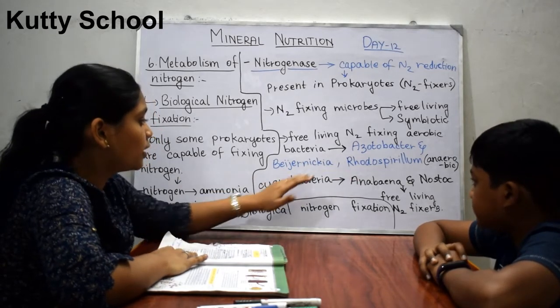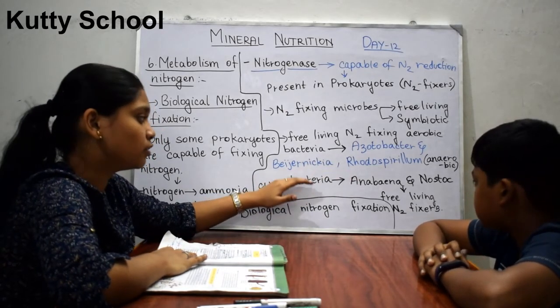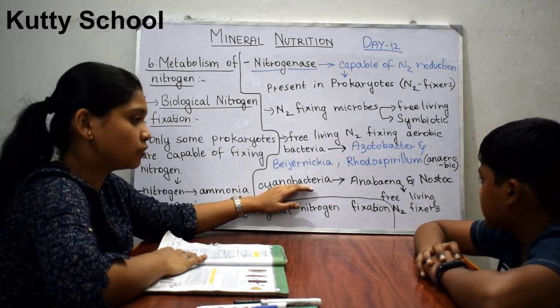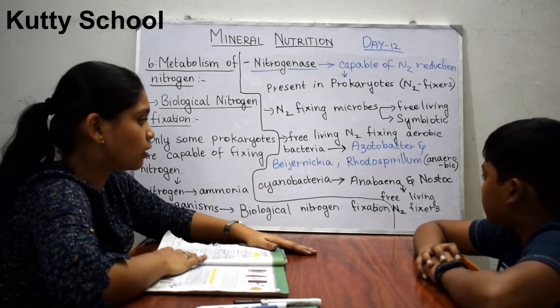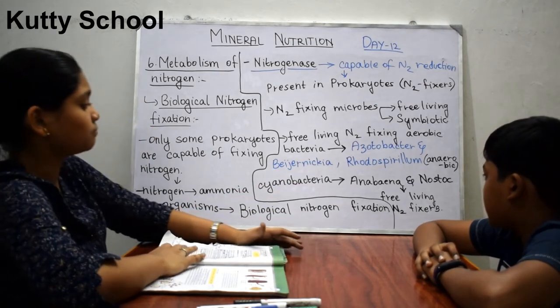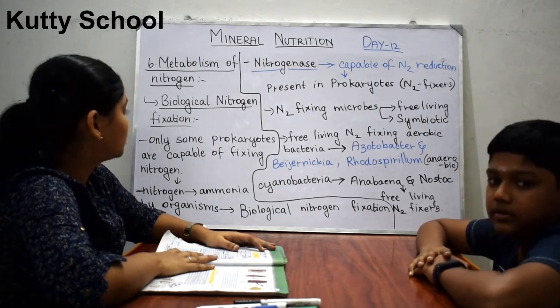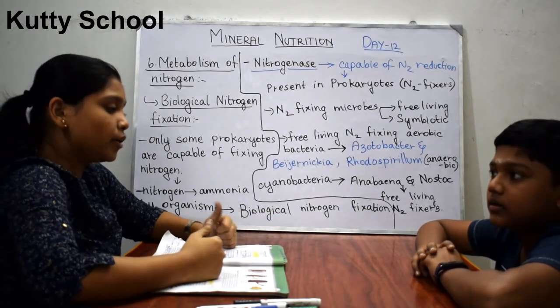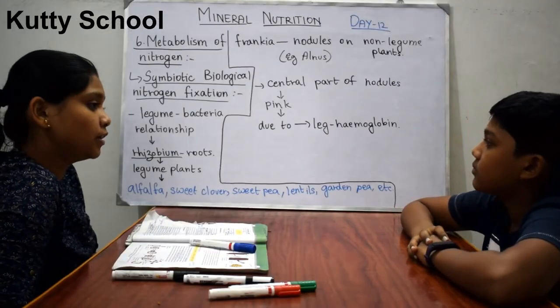There are also some cyanobacteria, also known as blue-green algae, which fix nitrogen. They are free living nitrogen fixers. Examples are Anabaena and Nostoc. Next we are going to see about symbiotic biological nitrogen fixation.